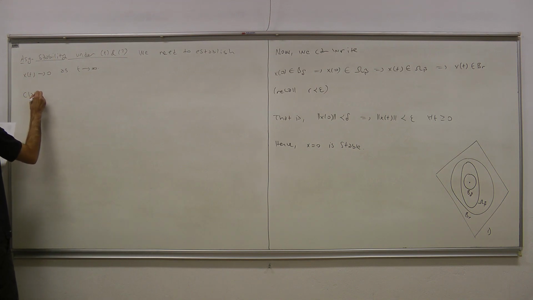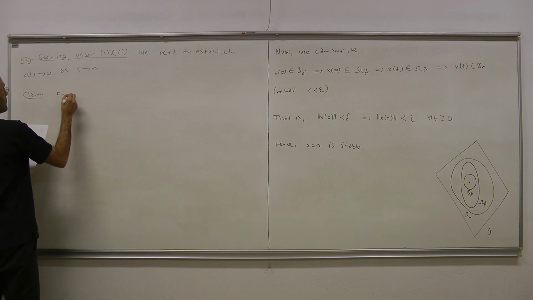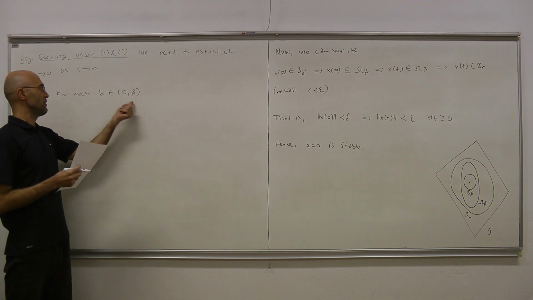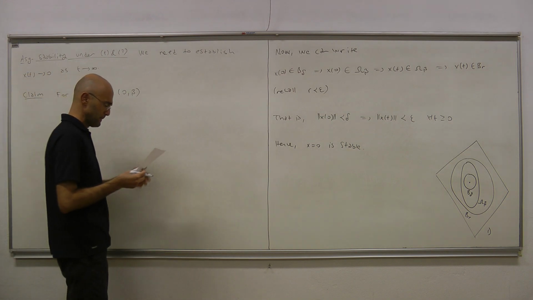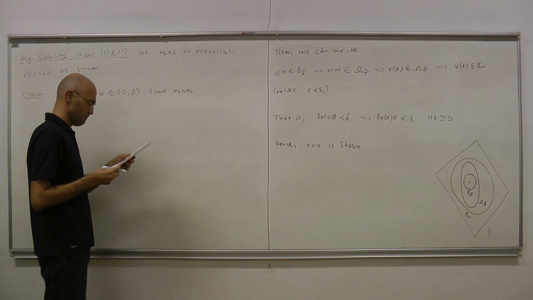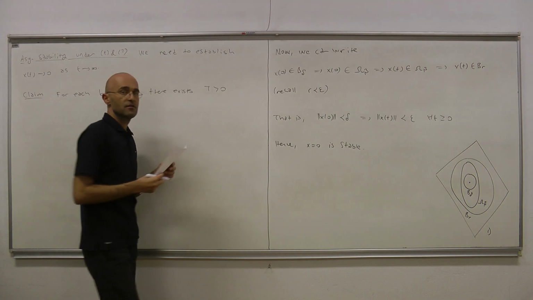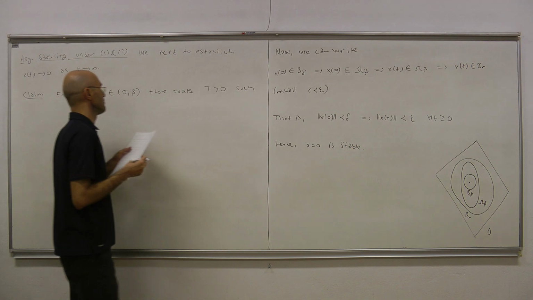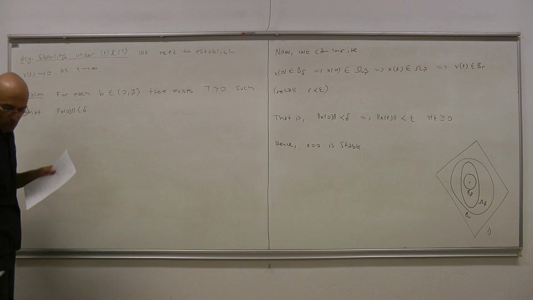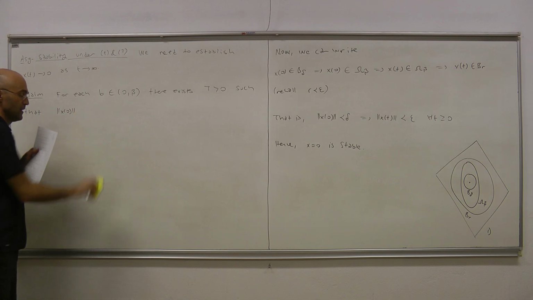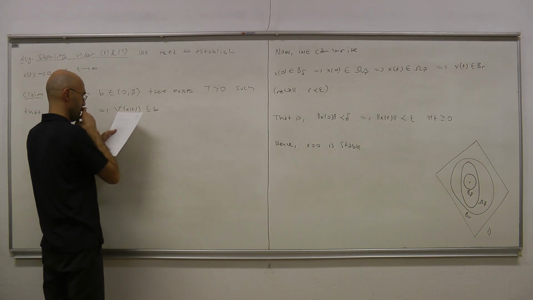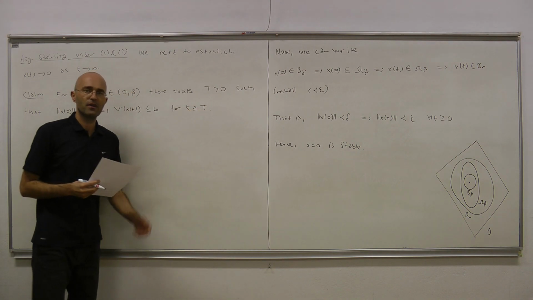So we begin with the following claim. For each b, positive and strictly less than beta, where beta is what we have defined in the first part, there exists a finite time, capital T, such that norm of the initial condition less than or equal to delta implies v of x of t less than or equal to b, for all times larger than capital T.